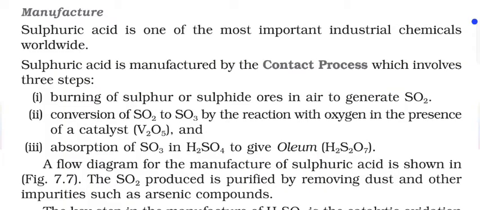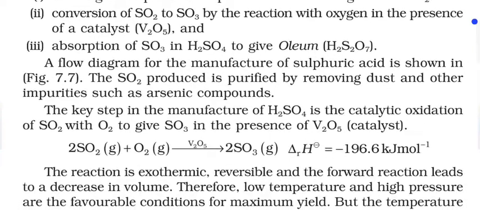Sulfuric acid is one of the most important industrial chemicals worldwide. It is manufactured by the contact process, which involves 3 steps. First, burning of sulfur or sulfide ore in air to generate SO2. Second, conversion of SO2 into SO3 by reaction with oxygen in the presence of catalyst V2O5, which reaction is already discussed. And next, absorption of SO3 in H2SO4 to give oleum, H2S2O7. So note here, we are actually producing H2SO4, but we are also using or consuming it. Why? We will discuss it at the end.